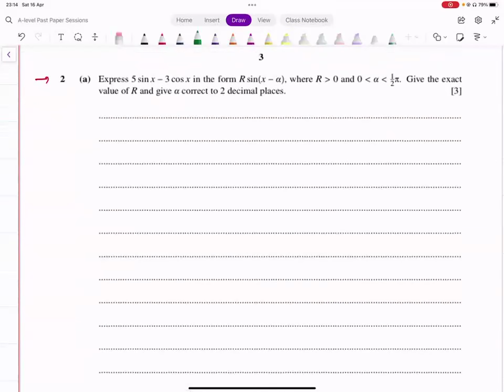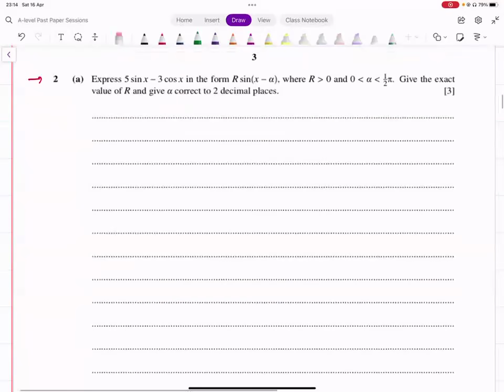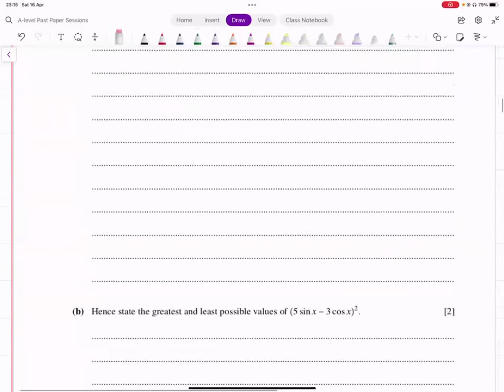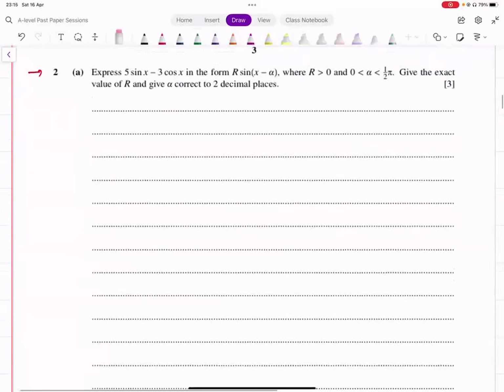Acha. Express 5 sine x minus 3 cos x in the form r sine x minus alpha, where r is greater than 0 and alpha is between this. Now this part is relatively straightforward, but इसका second part हमने देखना है, so उसके लिए हमें first part करना पड़ेगा. अब इसका एक स्टैंडर्ड तरीका होता है हमारे पास, ये फॉर्म है, इसको हमने इस फॉर्म में रिप्रेजेंट करना है. We've got the formulas, you can just remember them. You don't have to show the whole proof for this.